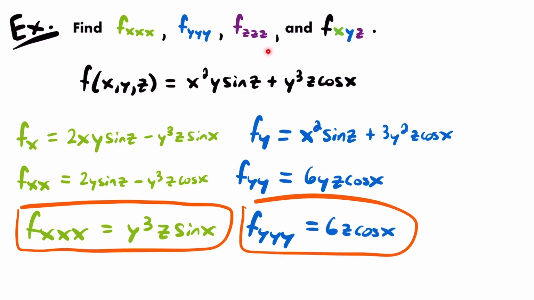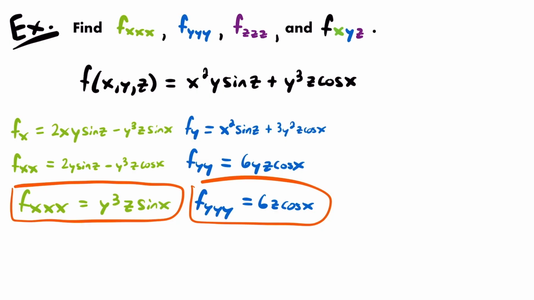And so now let's move on to f_zzz. We're going to do the same thing again, but take the derivative with respect to z 3 times. And so we have to start by finding f sub z, which is the first partial derivative with respect to z of this function. So looking at the first term here, x squared and y are just constants with respect to z, but we do need to take the derivative of sine z since it's in terms of z, and the derivative of sine is cosine.